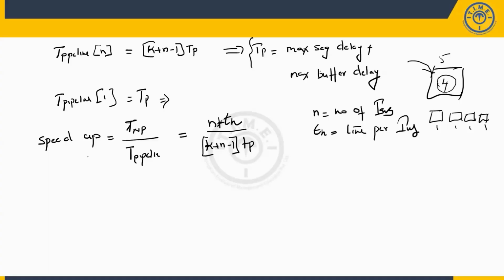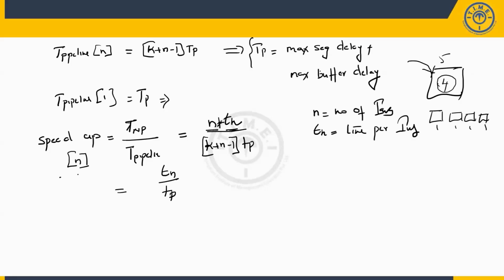When it comes to the non-pipeline system, the total time required for executing n processes is equal to n into Tn, where n is the total number of instructions, Tn is time required for one instruction. Pipeline speed up is equal to n into Tn divided by K plus n minus 1 into Tp. And this is for n tasks. If the number of tasks are not given, speed up will simply be equal to Tn divided by Tp.